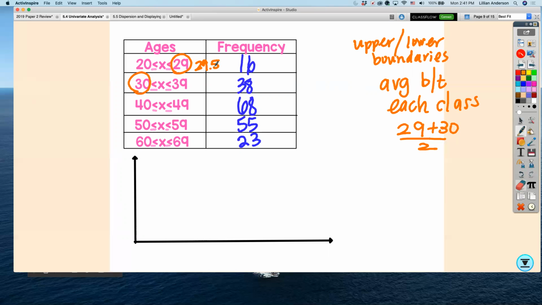And that becomes the upper limit of your first class and the lower limit of your second class. And you repeat, you find the next upper and lower limit. So 39 plus 40 divided by 2 is 39.5. So that becomes the upper limit of your second class and the lower limit of your third class. By doing this, this is what's going to cause your bars to touch. The next one's going to be 49.5. The next one's going to be 59.5.